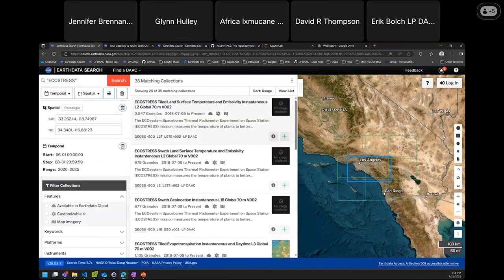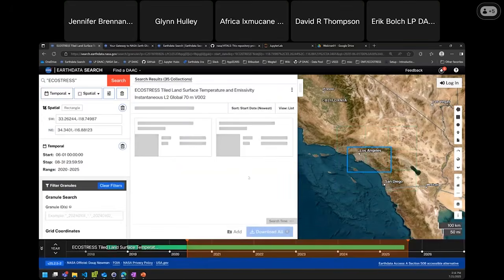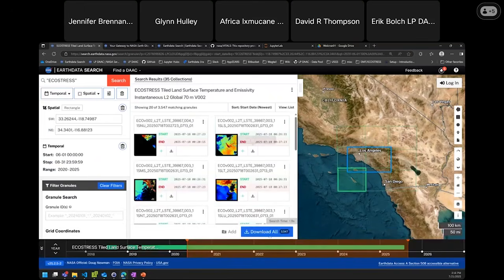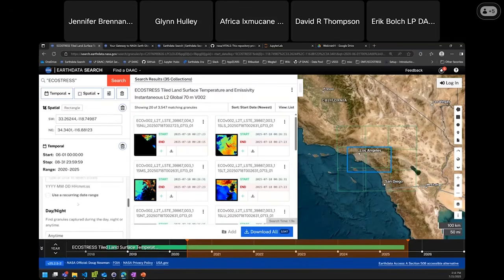If we go back here to our land surface temperature and emissivity, we can see that this has filtered us down. I think before we were at about 16,000 scenes. Now you're at about 3,500. And then there are other things you can do to filter. You can add nighttime or daytime for ECOSTRESS. Some other information like the orbit number, which is in the file naming convention, things like that.